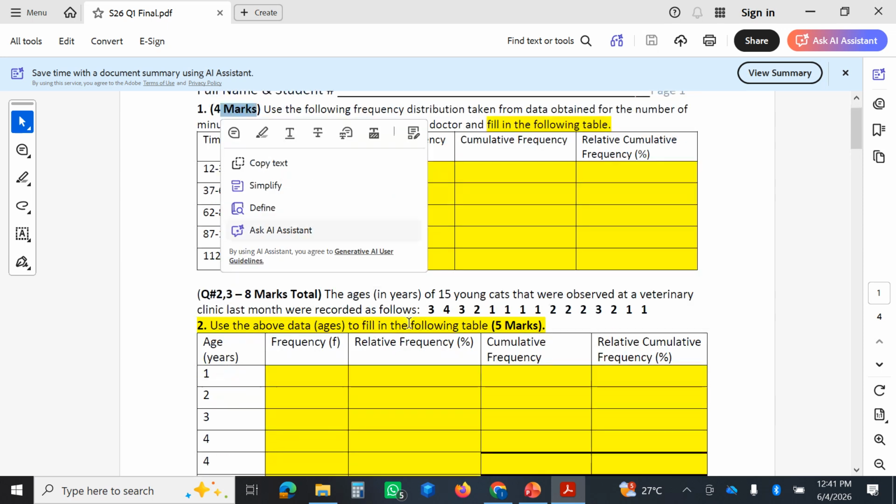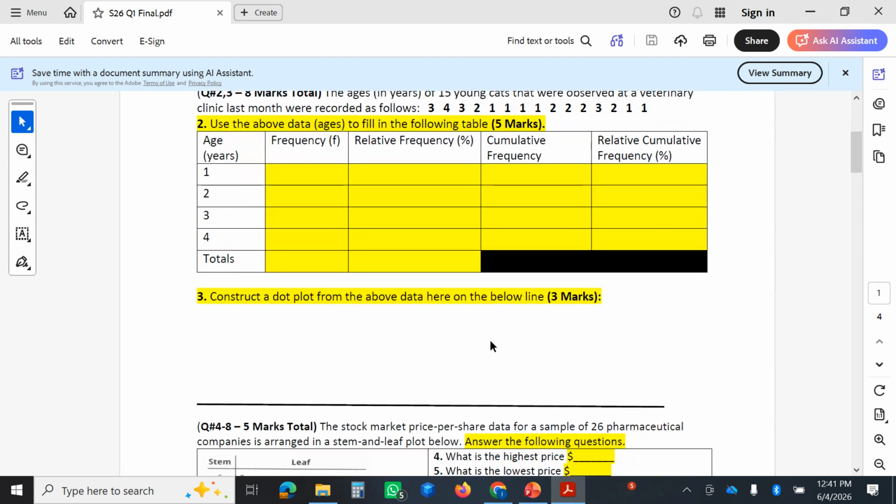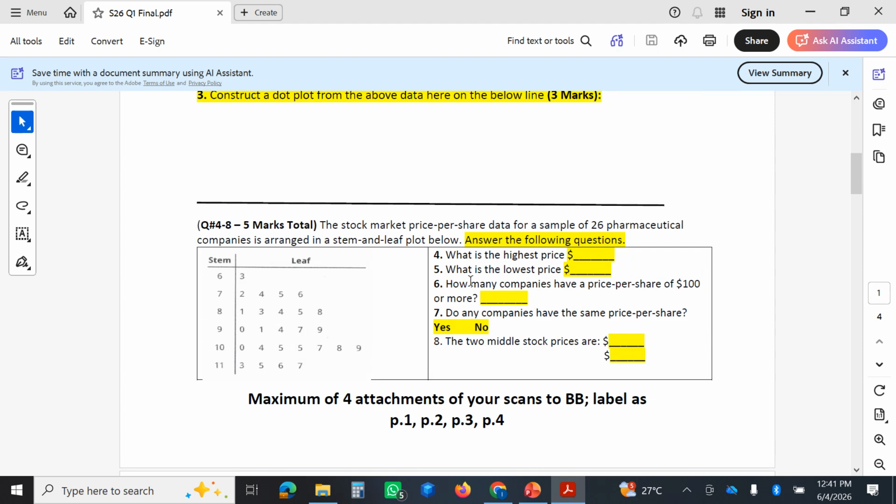That one there is 4 marks. This one here is 5 marks. Construct a dot plot from the above data on the below line. Remember that dot plot? You're going to have those dots. Label it as best you can for a full 3 marks. Okay. Again, highlighted in yellow.